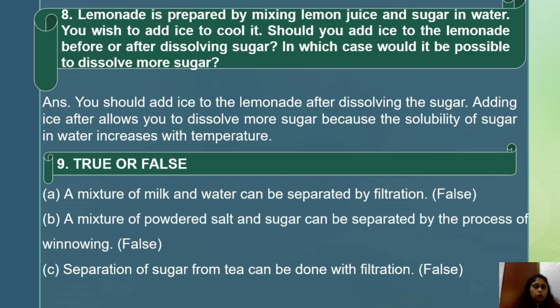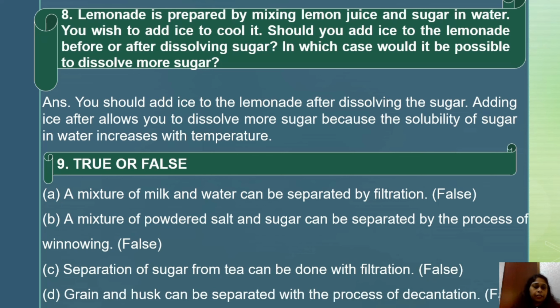Then, separation of salt from tea can be done with filtration. No, again it is false. We can't do it. Then, grain and husk can be separated with the process of decantation. Again it is false. So these are the NCERT question answers from separation of substances.